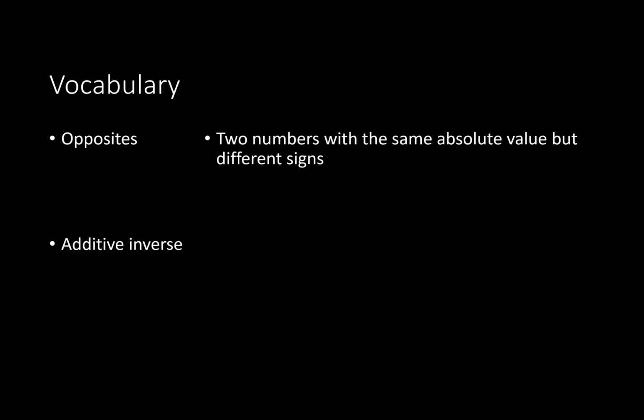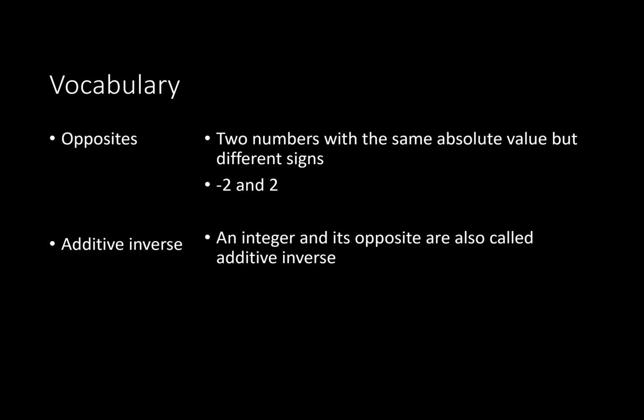Two numbers with the same absolute value but different signs. So that would look like -2 and 2. Those would be opposites. An additive inverse is the same thing: an integer and its opposite are also called the additive inverse. This comes up later. So -2 and 2 are also additive inverses. So opposite, additive inverse, same thing.